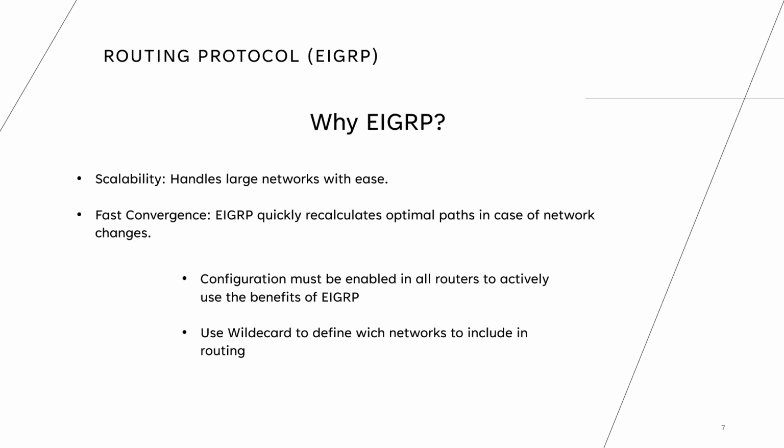Routing protocol, EIGRP. This is one of the hard ones. To efficiently handle routing between the campuses, I chose EIGRP as the routing protocol. It is known for its scalability and fast convergence, which makes it ideal for a setup like this. By enabling EIGRP on all routers, the network can quickly adapt to changes in the topology and route traffic efficiently. In this configuration, I've used a wildcard mask to define the network subnets included in the routing table.